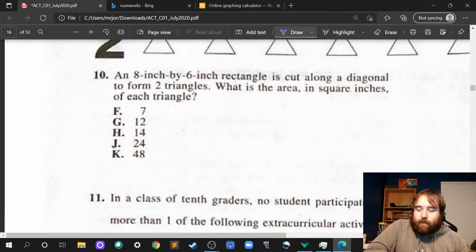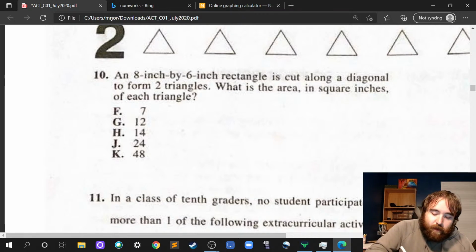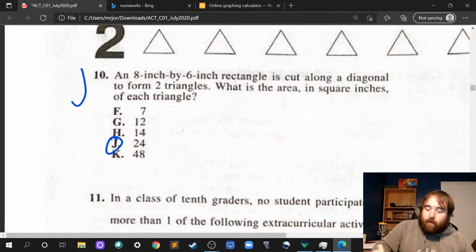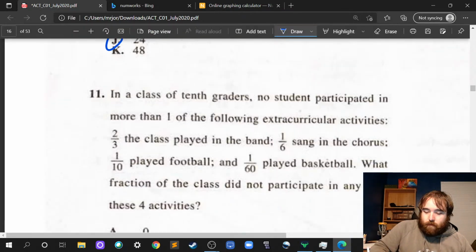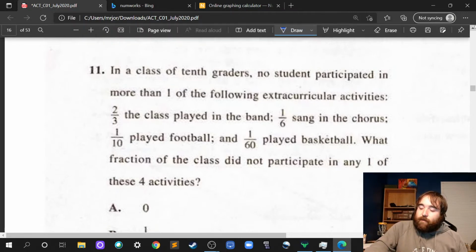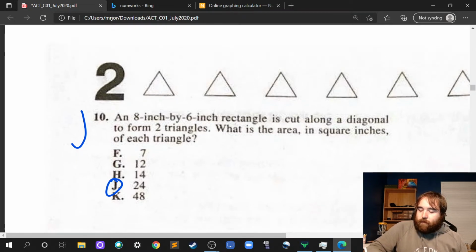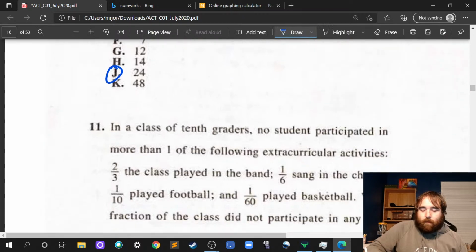An 8-inch by 6-inch rectangle is cut along a diagonal to form 2 triangles. What is the area of each triangle? Well, it's cutting it in half, so the area of the whole thing is 48. Half of that's 24. Easy peasy. That was a good one. That would take some people a long time trying to draw it out and everything. But no, a diagonal is going to just cut it in half. So there's no need to do any more than that.